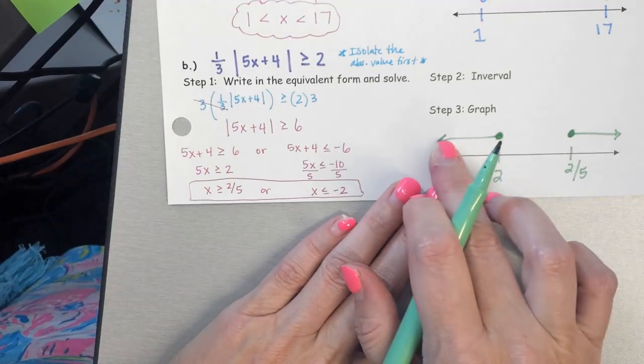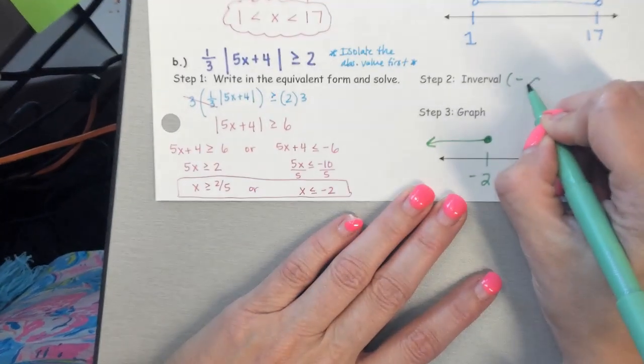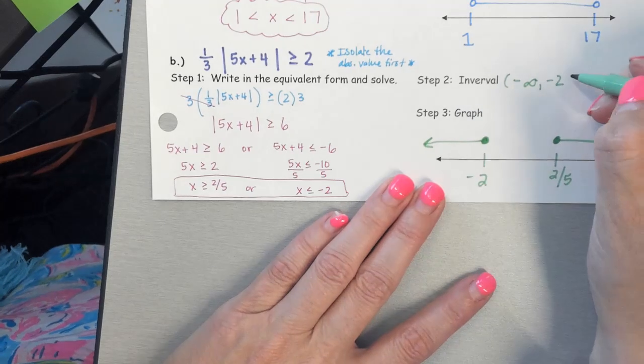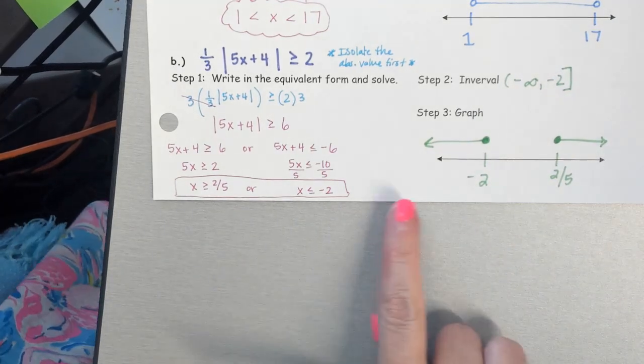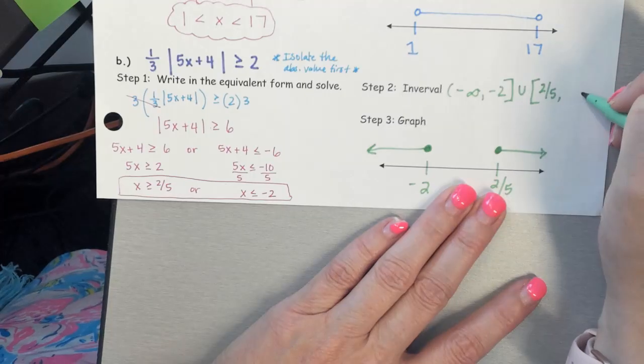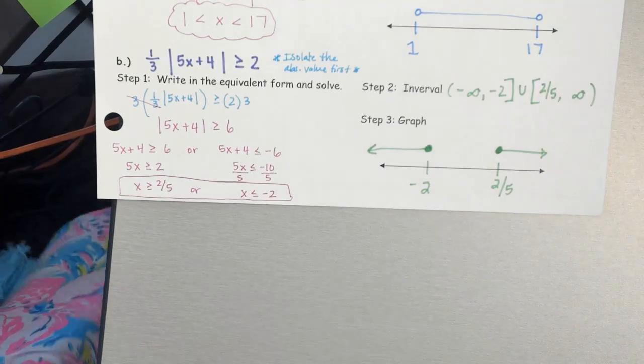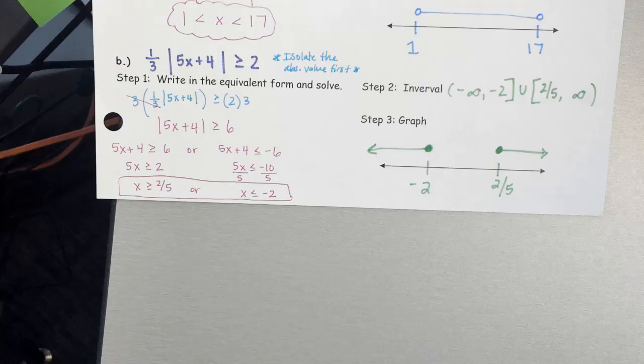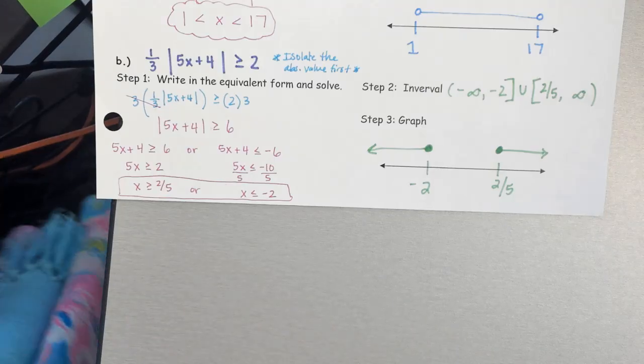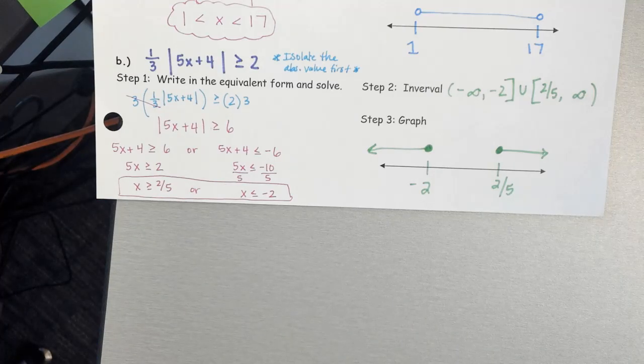Okay, so then the way I would write this in interval notation is -infinity to -2. I need to use a bracket. And anytime you have an or, you're going to have a union in your interval notation. So in union with 2/5 to infinity. Okay, and then once you get that written down, I want you to read over the story problem, and I want you to come up with an expression for plan A and an expression for plan B.